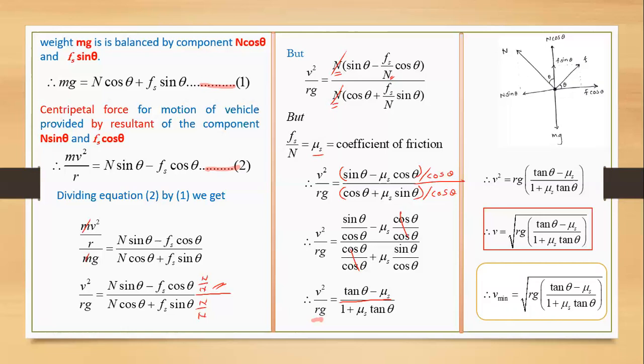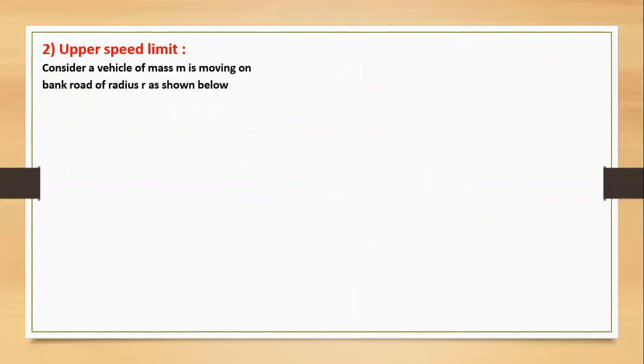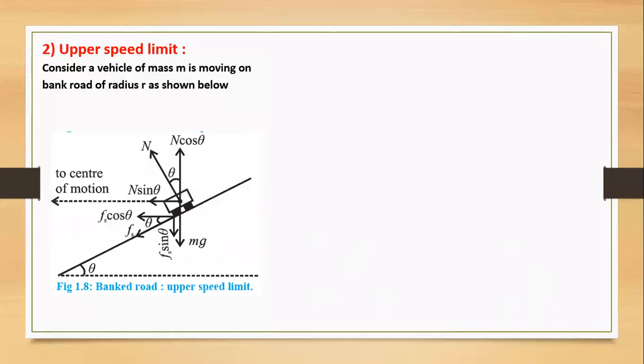Now the next article is upper speed limit. Now we consider a vehicle of mass m moving on a banked curve road of radius r as shown below. Now diagram. So listen, in the previous diagram and this diagram, only one difference is there. In the previous diagram, this force of friction is in the opposite direction. So here, this force of friction is downward. Okay? So vehicle is moving with the upper speed limit. So to avoid the vehicle being thrown off, this force of friction is in the downward direction.